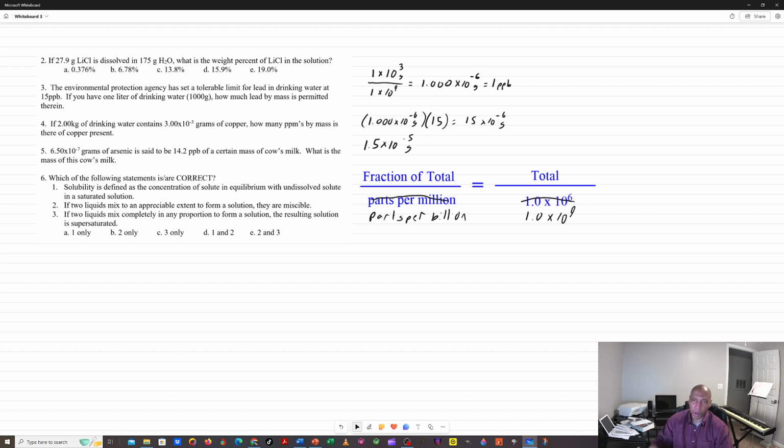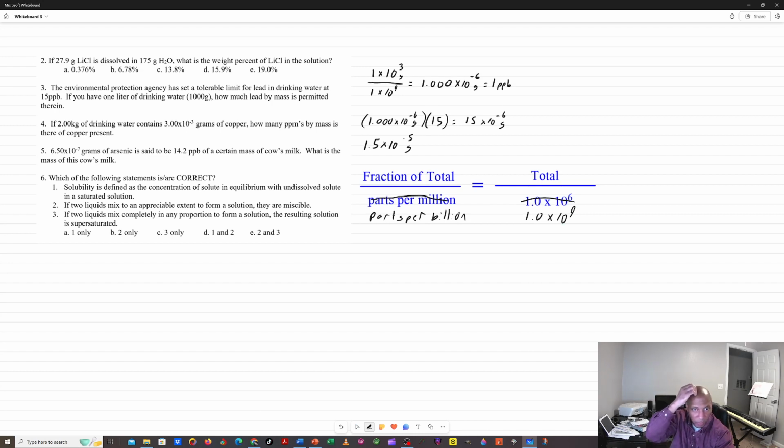So yeah, you'd have to change it up as you go. If it were a percent problem, I would put 100 right here, and I would put percent right there. If it's a parts per trillion problem, I would put 10 to the 12 right here, and I'd put parts per trillion right there. So you guys get the idea. So of course, if I don't get 1.5 times 10 to the negative 5 grams, then I've done something wrong.